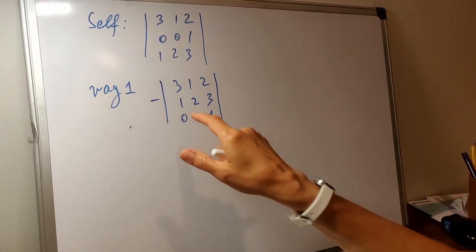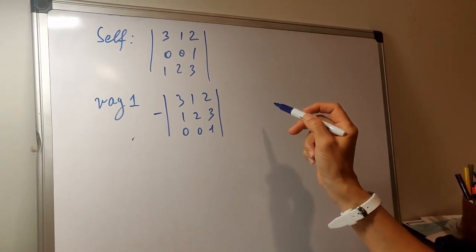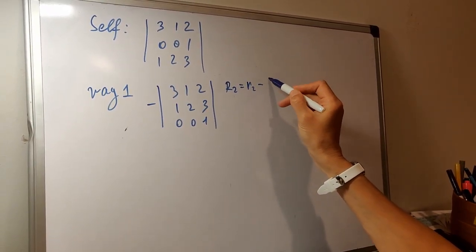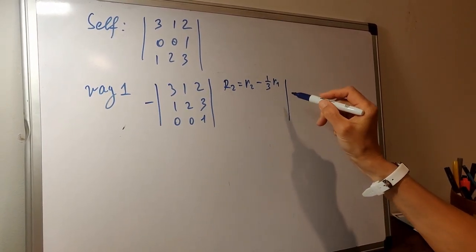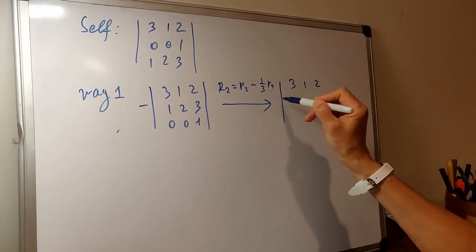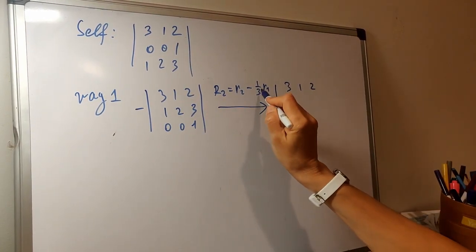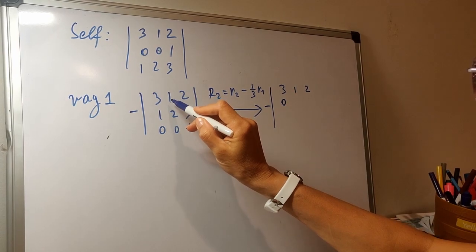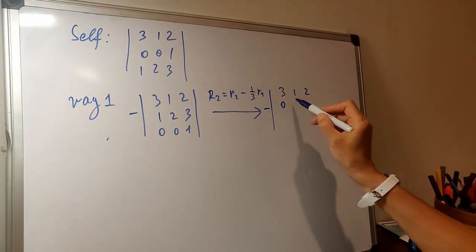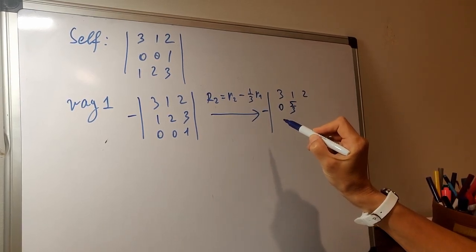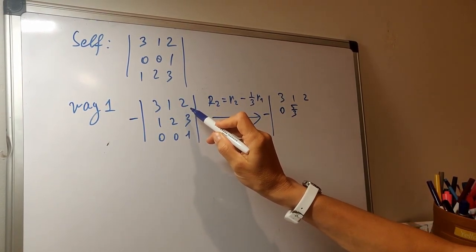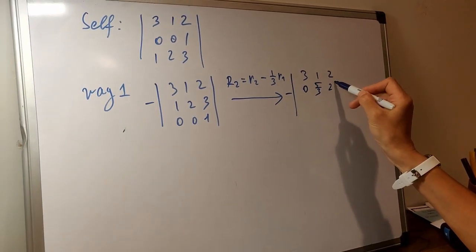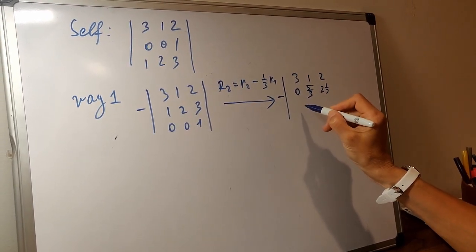Okay, now I'll need to eliminate this 1, right? How can I do this? Row number 2 equals the old row number 2 minus 1 over 3 row number 1. And that's going to give me 3, 1, 2 with a minus in front. If I multiply 3 by negative 1 over 3, I'm going to get negative 1, which gives me 0. This one is negative 1 over 3. The number is not going to be very nice. It's going to be 5 over 3, I think. And 2 multiplied by 1 over 3 is minus 2 over 3, 3 minus 2 over 3. I'm just going to write down 2 and 1 over 3 here. That's not going to be important, actually.